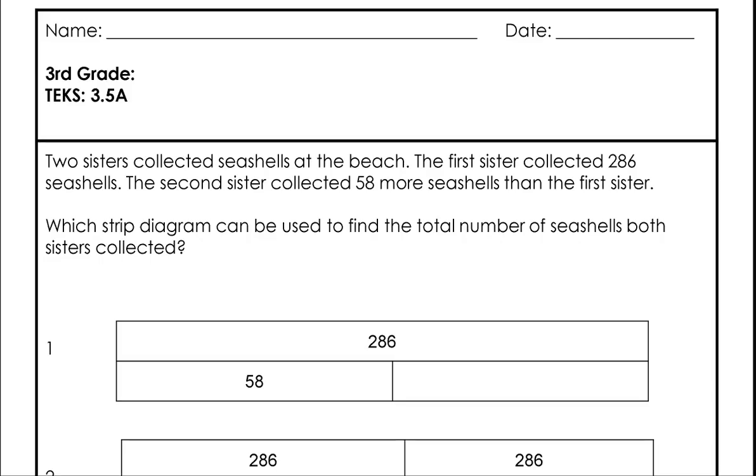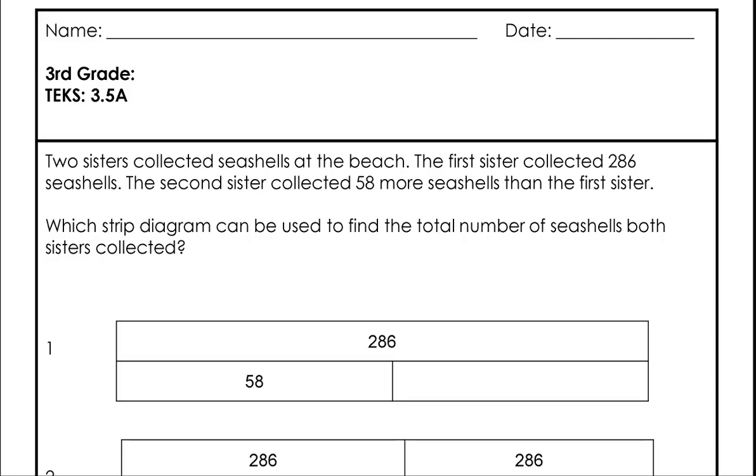All right, here we go. Two sisters collected seashells at the beach. The first sister collected 286 seashells. The second sister collected 58 more seashells than the first sister. Which strip diagram can be used to find the total number of seashells both sisters collected?